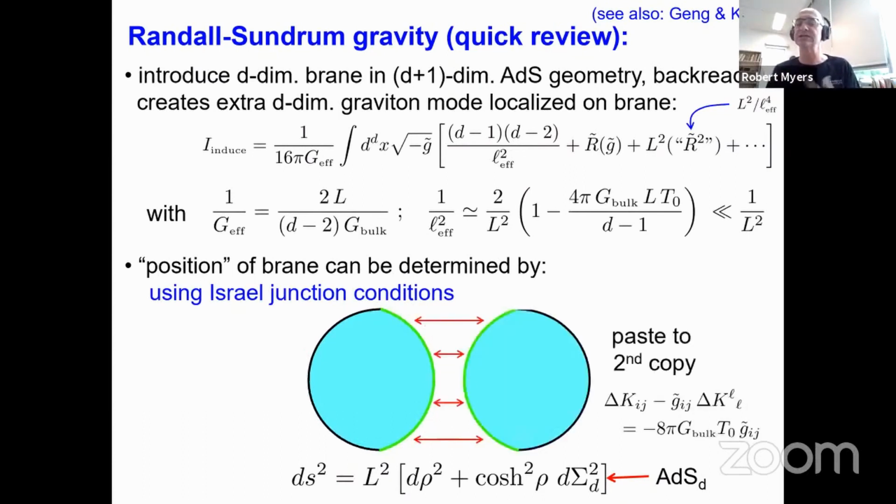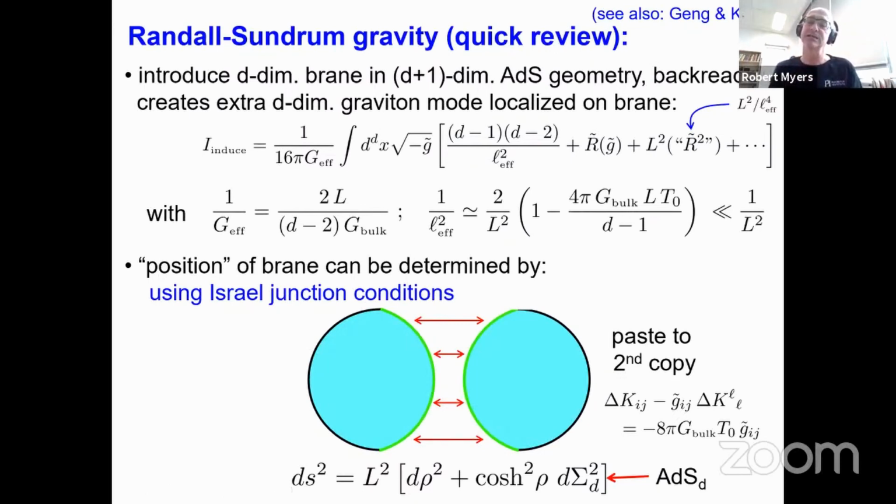Then you make a second copy of that trimmed geometry and paste them together. The Israel junction conditions then just relate the jump in the extrinsic curvature of that surface to the tension of the brane. And so the geometry we're looking at is locally anti-de Sitter space everywhere in the turquoise region, but there's a jump in the geometry right along the green line where we glued it together.